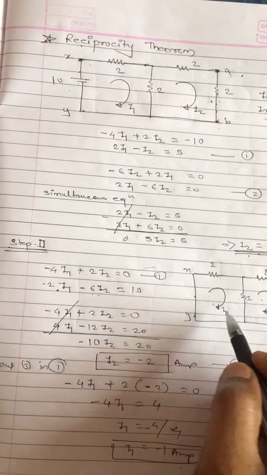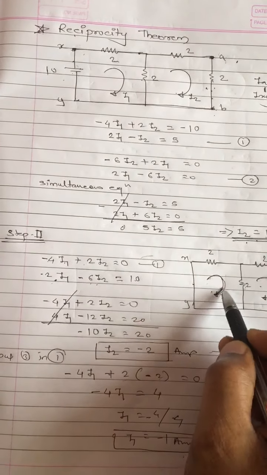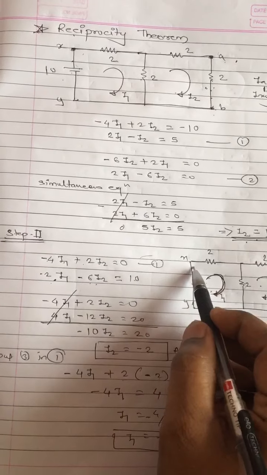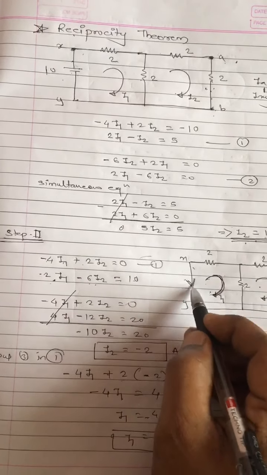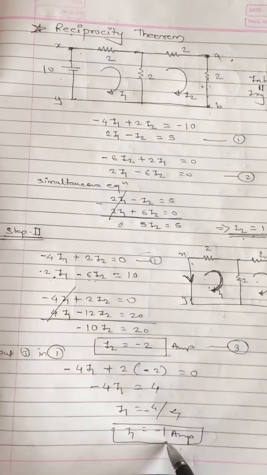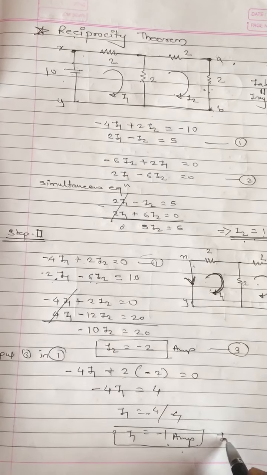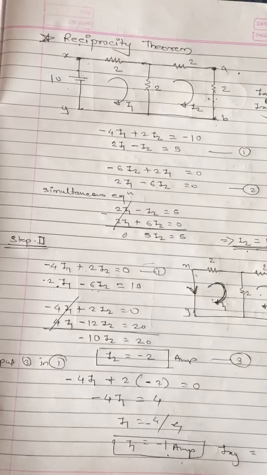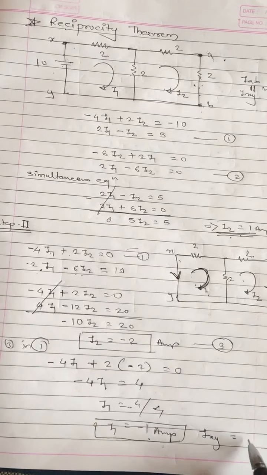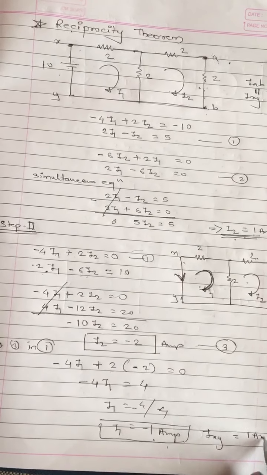Now see the current direction. We have considered the current from Y to X, but actually by the theorem it should be X to Y. Hence we have got minus. If I consider IXY, then as the direction changes, the sign will change. So it will become 1 ampere.